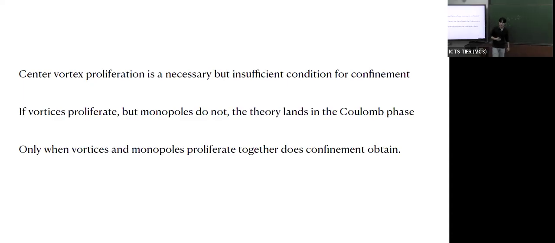What is not true is this idea that center vortex proliferation, because when they proliferate, they produce this oscillating phase factor when you compute the Wilson loop average. That is an incorrect mechanism. That cannot be the case. That is an incomplete mechanism. The only place it's true is in 2 dimensions.